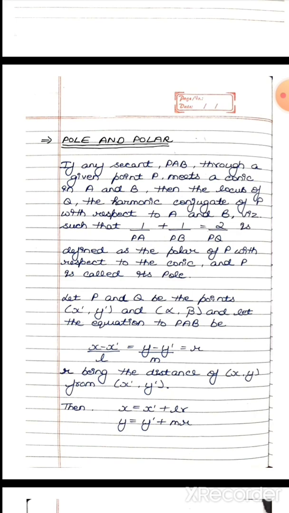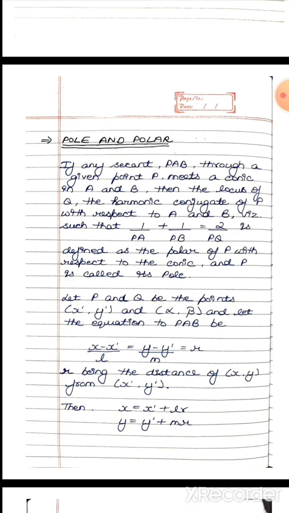If any secant PAB through a given point P meets a conic in A and B, then the locus of Q, the harmonic conjugate of P with respect to A and B, such that 1 upon PA plus 1 upon PB is equal to 2 upon PQ, is defined as the polar of P with respect to the conic, and P is called its pole.